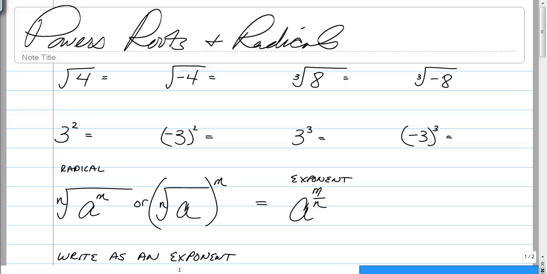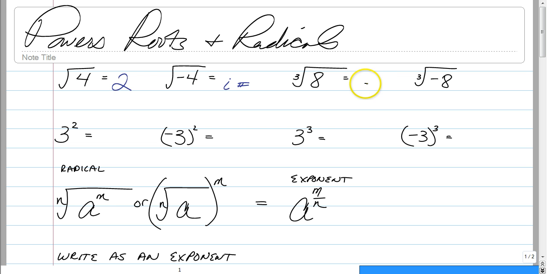Here goes a video on powers, roots, and radicals. So what we have here is a little warm-up. What's the square root of 4? I hope you know it's 2. What is the square root of a negative 4? Well, it's an imaginary number, so we're just going to say that it's imaginary. I know it's 2i, but we're just going to say it's an imaginary number because we're not going to be working with imaginary numbers much this chapter.